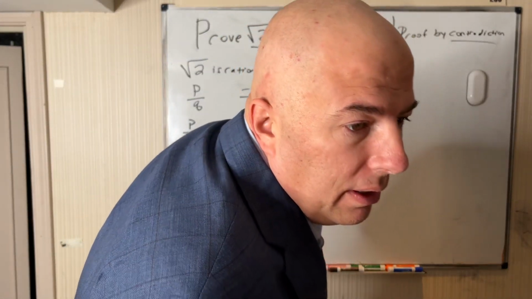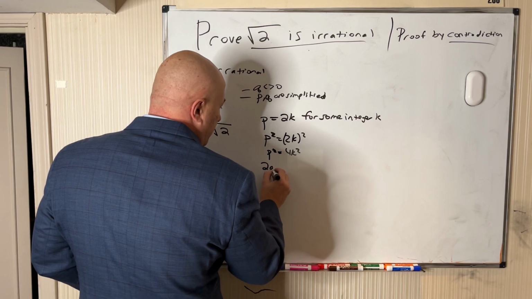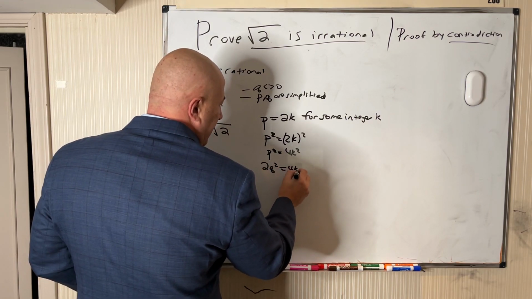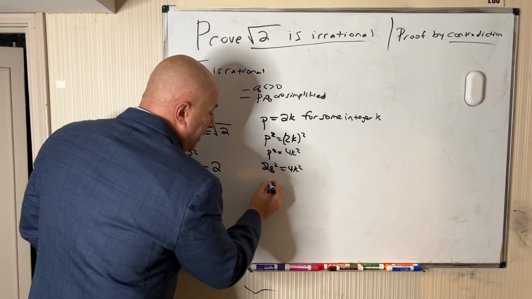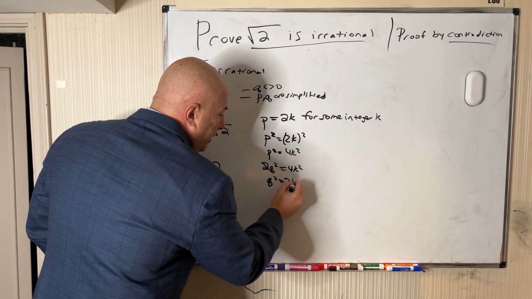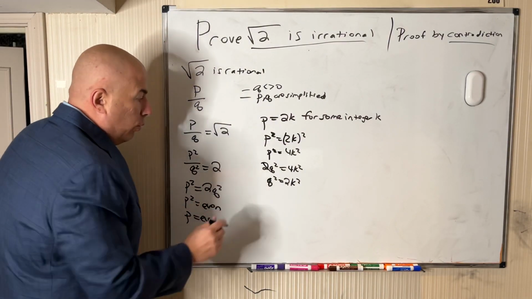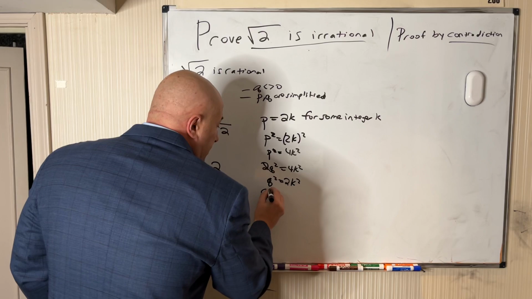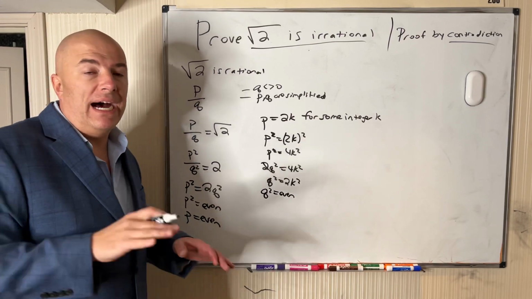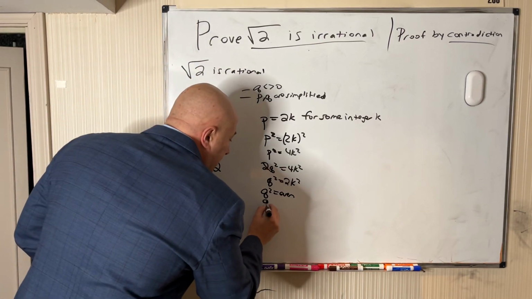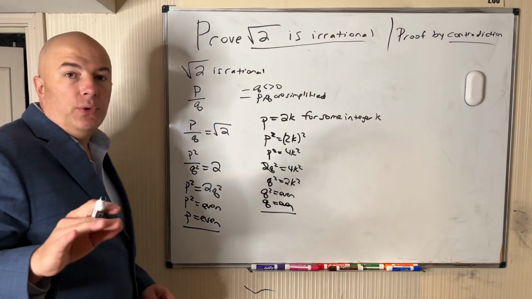But we know that P squared equals 2Q squared. So we've got 2Q squared equals 4K squared. We can simplify. If we divide each side by 2, this goes away, and we get Q squared equals 2K squared. Well, guess what? Just like over here, we now know that Q squared is even, because we're multiplying by 2. And because of what I told you before, an odd times odd is always an odd, this means that Q must be even.